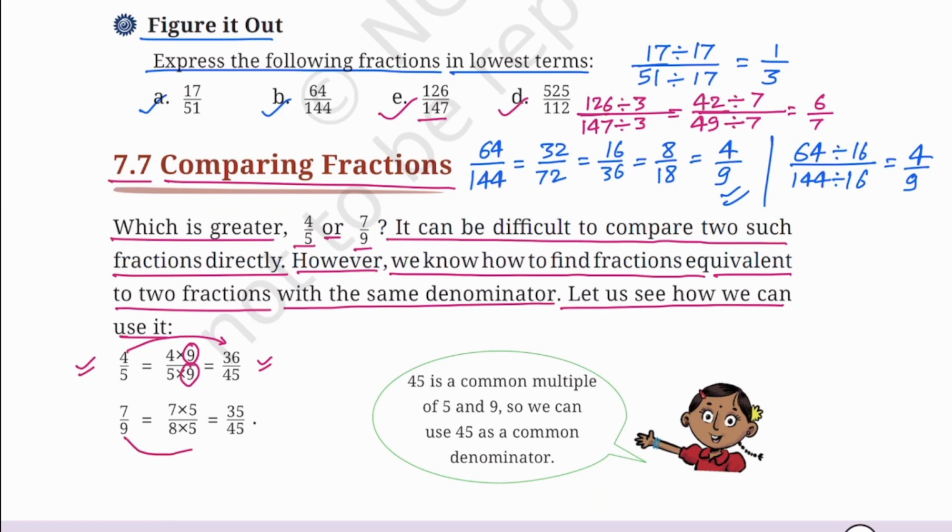Similarly, equivalent fraction of 7 upon 9 is 35 upon 45 by multiplying numerator and denominator by 5. You can see these two fractions have the same denominator, that is 45. Now you can compare the numerator. 36 upon 45 is more than 35 upon 45. So you can say 4 upon 5 is more than 7 upon 9.